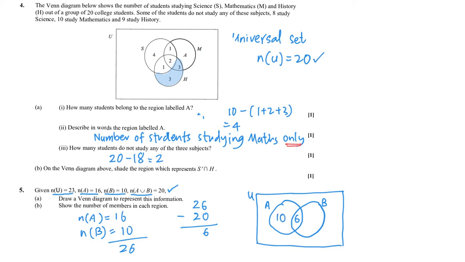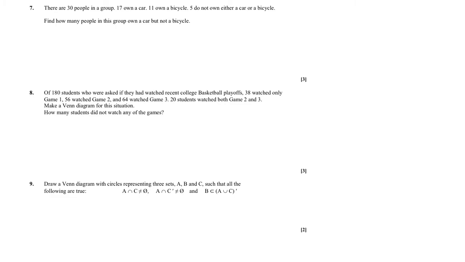And then the same thing applies to B. The entire B should be 10. If 6 is here, the balance should be 4, which is this part. And this is 23, the total. At the moment, we only have 20. 10 plus 6 plus 4 is 20, so where is the 3 supposed to be? It's supposed to be outside, which is not A, not B, not the common area, the intersection. Yeah. Okay, the next question.